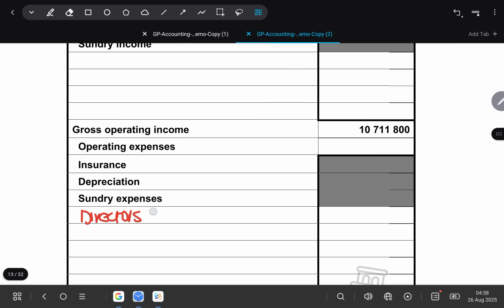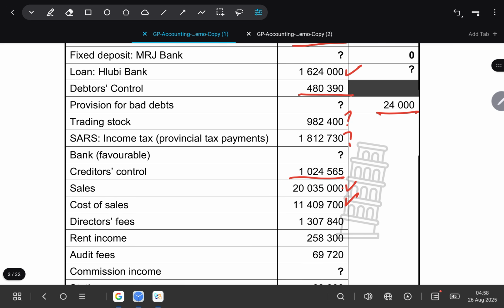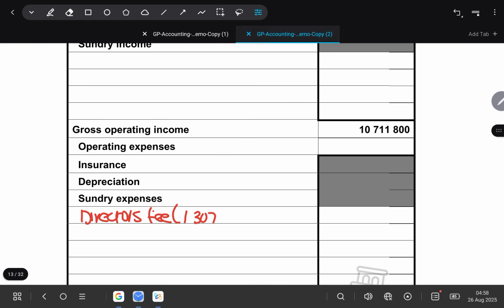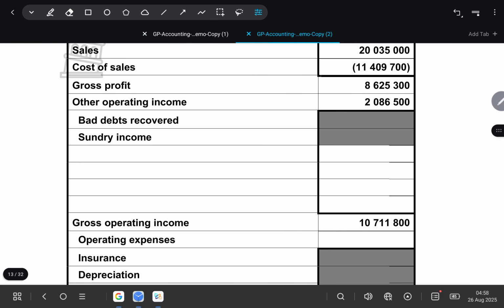Directors fees, 1,307,840. Okay. And then from there, what else do we have? We have rent income for 258,300. It comes here, we know. Rent income, 258,300.